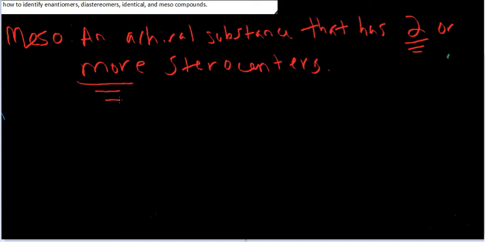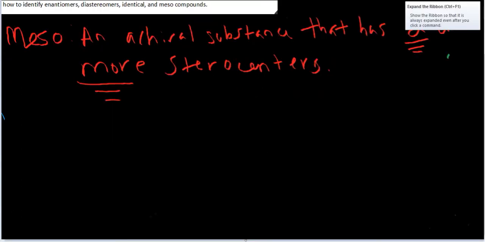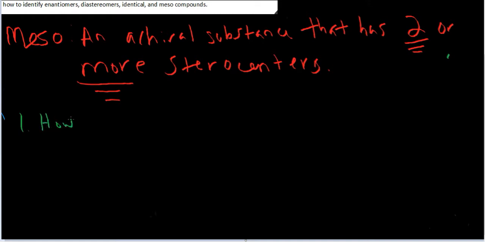So again, you can ask yourself a series of questions to determine whether or not a compound is meso. So the big questions that you will want to ask yourself, I'll write them down so you can jot these down for future reference. The first question, you want to identify how many stereocenters the molecule has. So how many stereocenters?